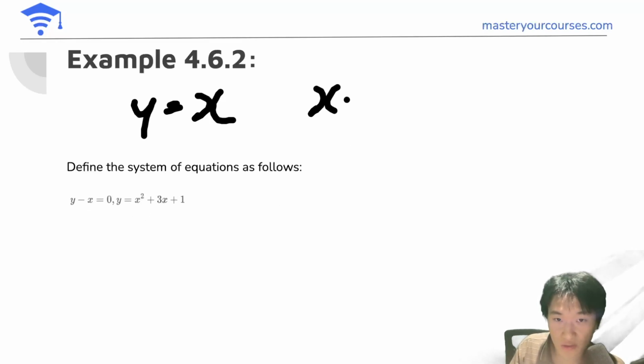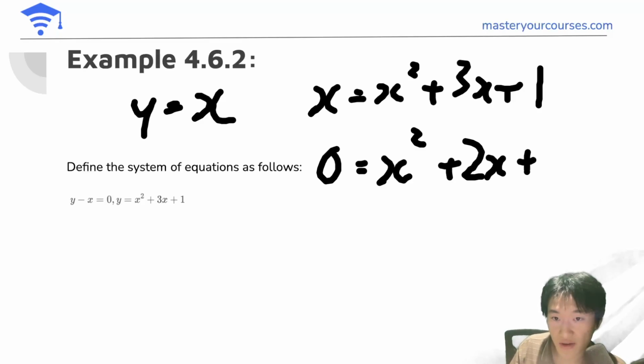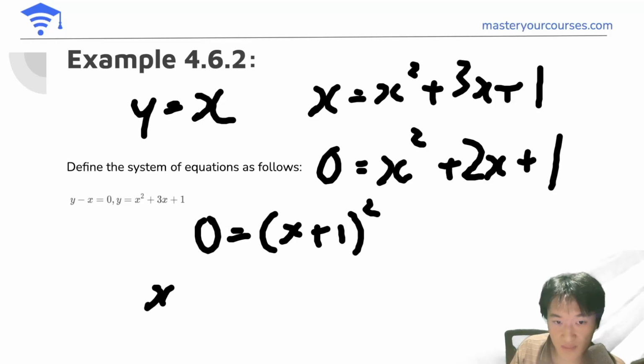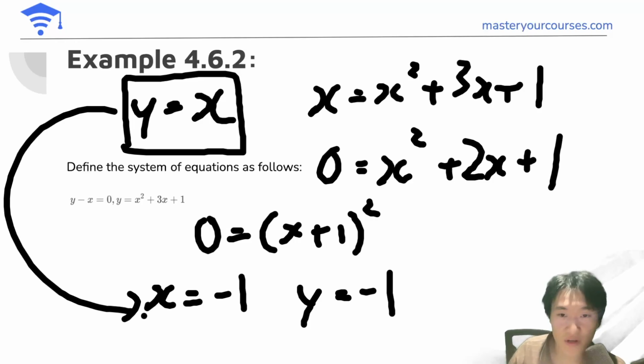Then you get x is equal to x squared plus 3x plus 1. So then you get 0 is equal to x squared plus 2x plus 1. And there you go, our favorite example, right? Now 0 is equal to (x plus 1) squared, which means that x must be equal to negative 1. And then what's y? Well, y also is negative 1 because we need to satisfy this condition. So there you go, very quick. You just substitute, figure out the quadratic equation, solve that, substitute back, and get both values.